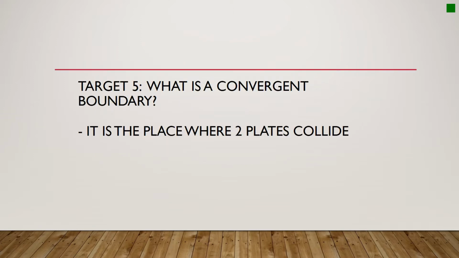The first one that we're going to talk about is convergent boundaries. Now, when something converges, as you guys probably know, it means it's coming together. So, convergent boundary is no surprise. It's where two plates collide into each other. So they're going toward each other, like two cars crashing into each other.